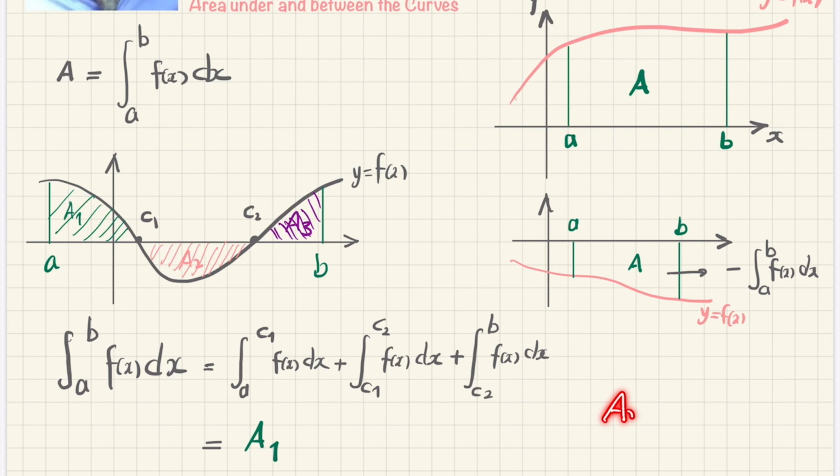We know that A2 is negative integral from C1 to C2. So if I multiply both sides by a negative sign, it means that minus A2 is integral from C1 to C2. So instead of this one, I cannot write A2, I have to write minus A2, yes? So minus, and then I will have A2, yes? And then again, for the same reason, the next integral is positive, and then I will have it like this, A3. Is that understandable?